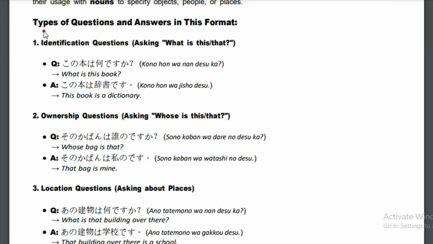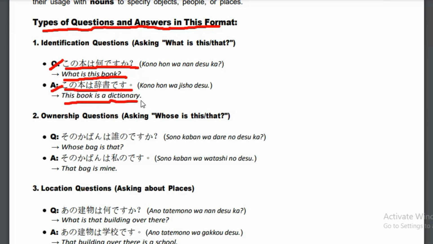Now let's see some types of question and the answer in this format. The first question is Kono hon wa nan desu ka? Means what is this book? So the answer would be Kono hon wa jishou desu. Means this is a dictionary.